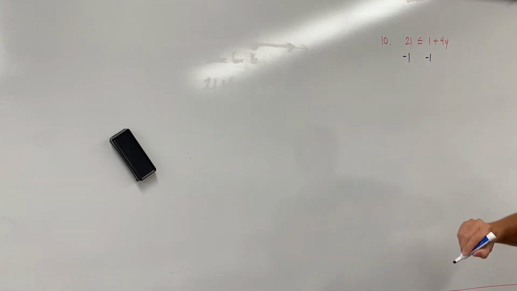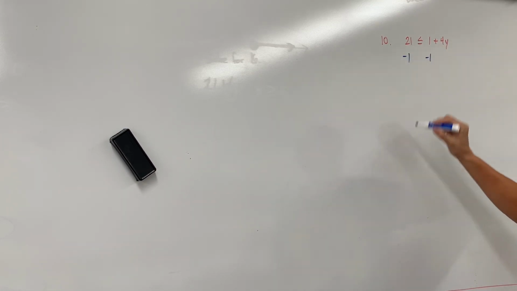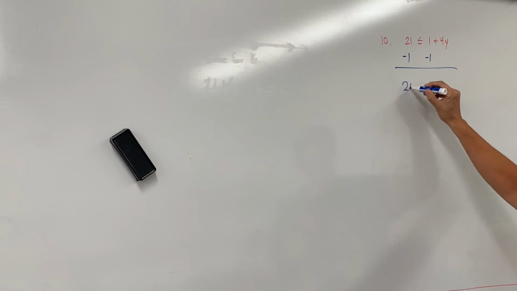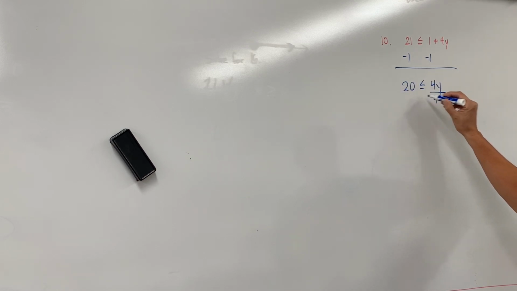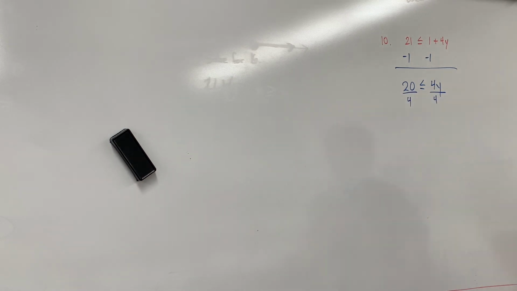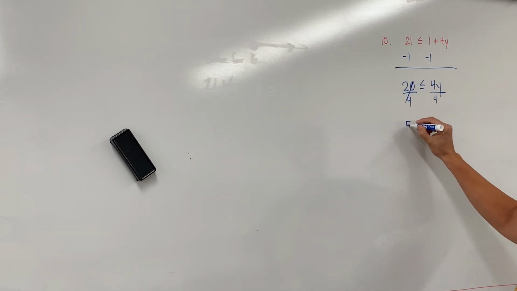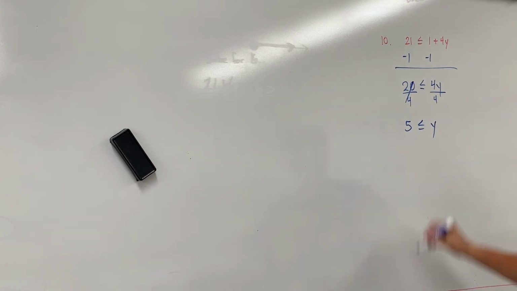So I'm going to subtract 1 so that I can move the non-y terms over there. So I get 20 is less than or equal to 4y. And then I'm going to divide by 4. Now, the rule was if I multiply or divide by a negative, which I'm not, I'm dividing by a positive 4. Had it been negative, then I would need to change the direction of my inequality in the next line. But I don't. So this is 5 is less than or equal to y, and that's the answer to that one.